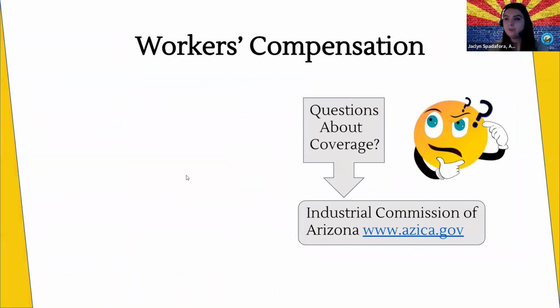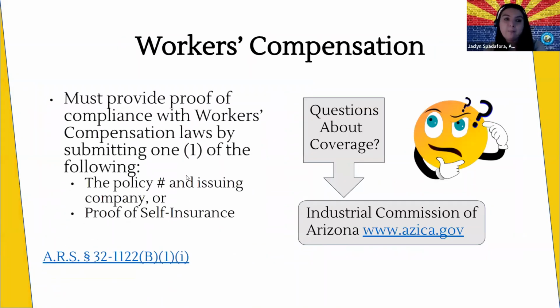All right, so workers' compensation. For your application, you must provide proof of compliance with workers' compensation laws by submitting one of the following. That's either the policy number and issuing company or proof of self-insurance. So you can look at our information in the application packet. It will go over putting in a policy number and that insurance company name. That's what we'll need from you if you have workers' compensation.